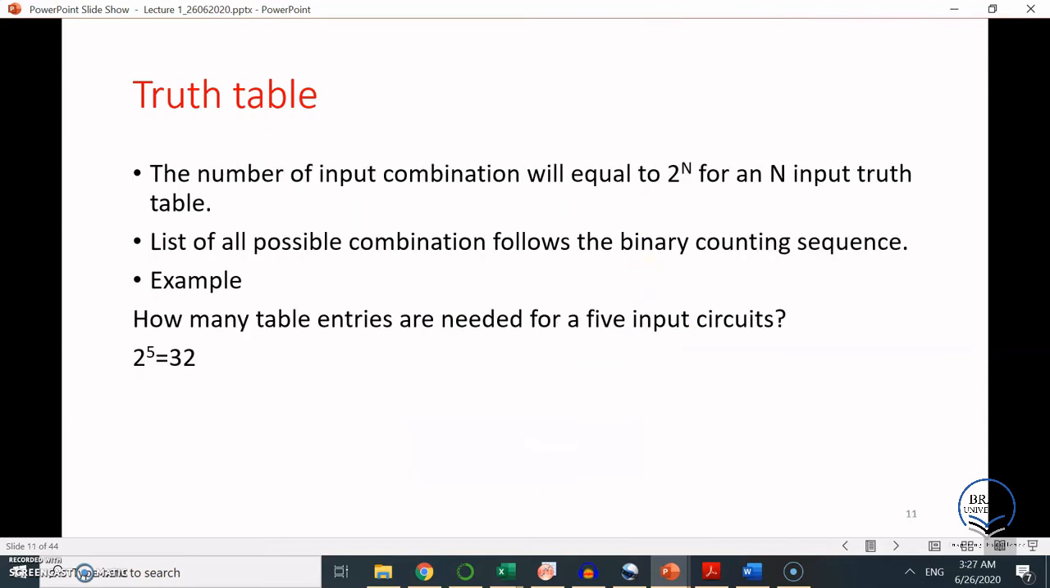The number of input combinations will be equal to 2 to the power n for an n input truth table. The list of all possible combinations follows the binary counting sequence. For example, how many table entries are needed for a 5 input circuit? It is 2 to the power n. Input is 5, so n equals 5, so 2 to the power 5 equals 32. So 32 table entries are needed.